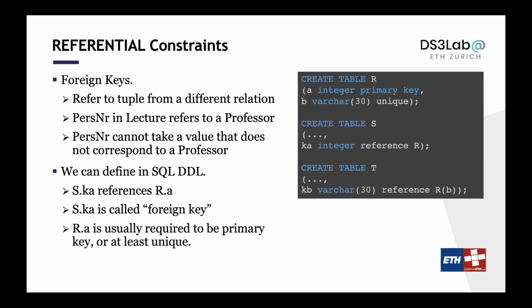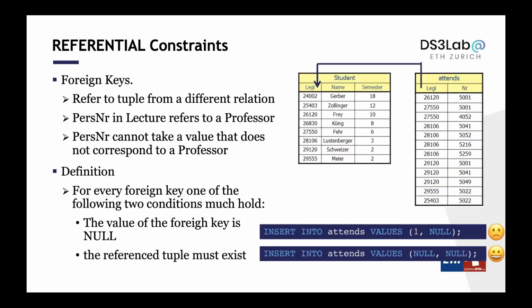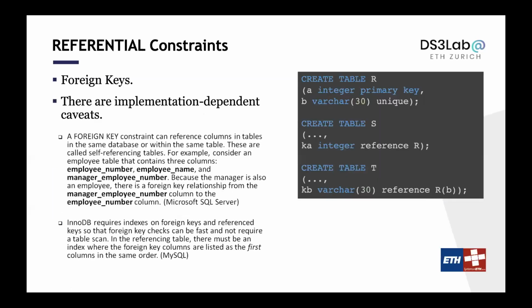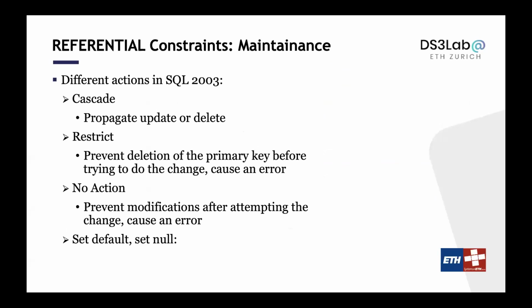It's actually, if you go a slide, it's not that important. But if you go a slide forward, where we talk about the different modes of how to deal with the violation of constraints, the only point that I was thinking about is that restrict says prevent deletion of the primary key before trying to do the change. Okay, I see. So I'm saying, what if it's not a primary key, what if it's just unique or just anything? Okay, I see. That's a good question.